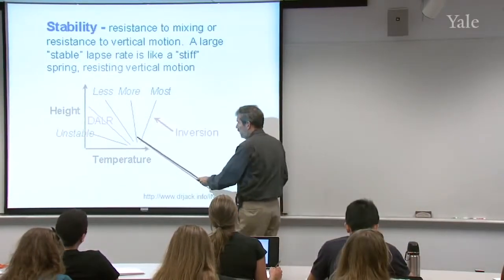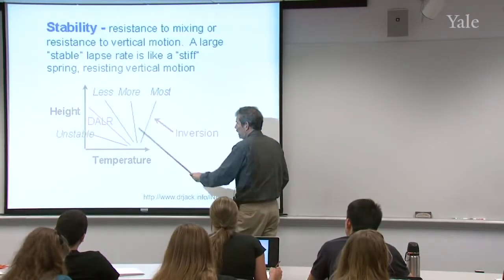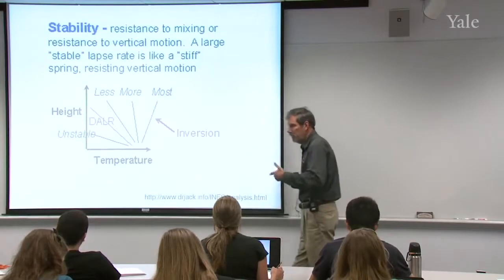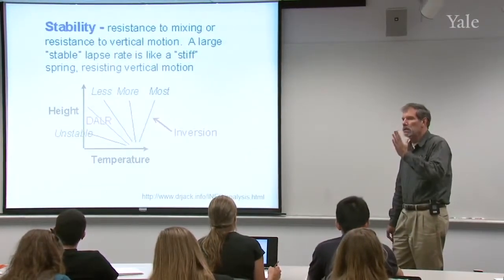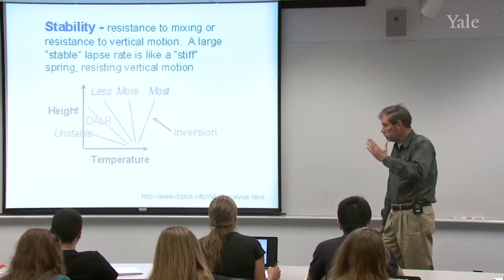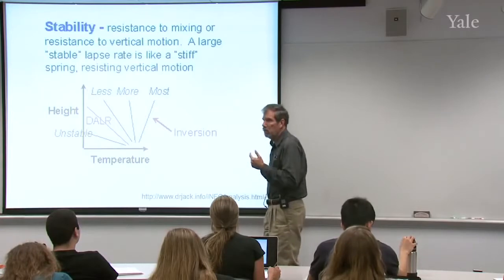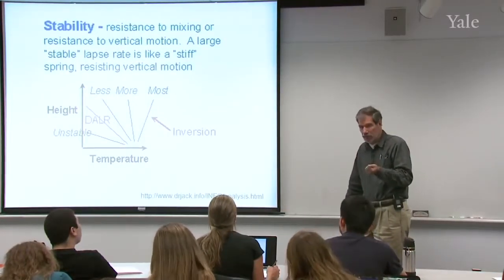On Tuesday, maybe the temperature decreases aloft like that. On Wednesday, maybe it's like that. The next day, maybe it's like that. It might even be like that. In other words, from day to day, from hour to hour, you're going to have different actual lapse rates. And in each case, we're going to want to compare that with this reference curve, the dry adiabatic lapse rate.